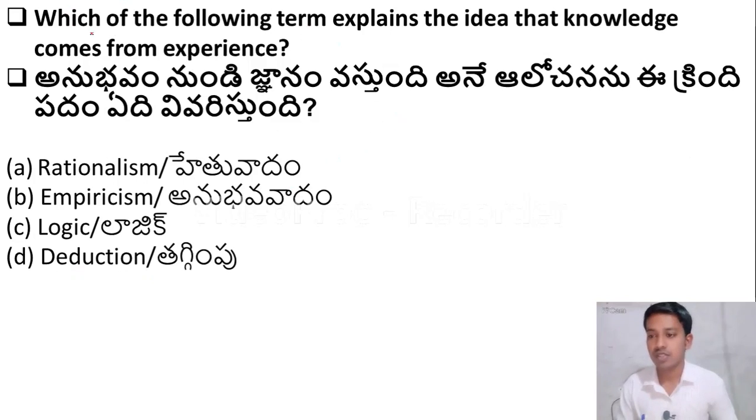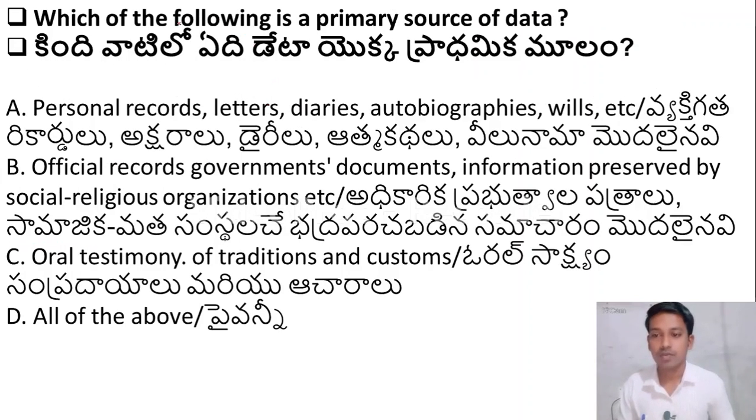The next question is, which of the following terms explains the idea that knowledge comes from experience? Option A, rationalism. Option B, empiricism. Option C, logic. Option D, deduction. The right answer is option C, logic. The knowledge comes from experience. It is logic.